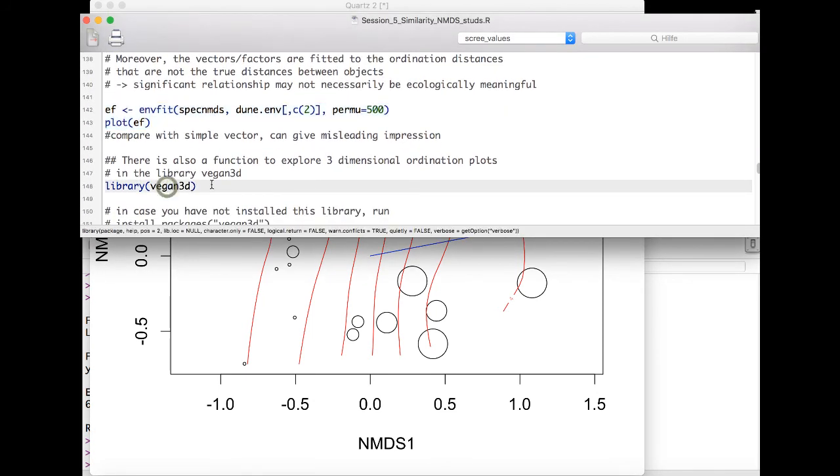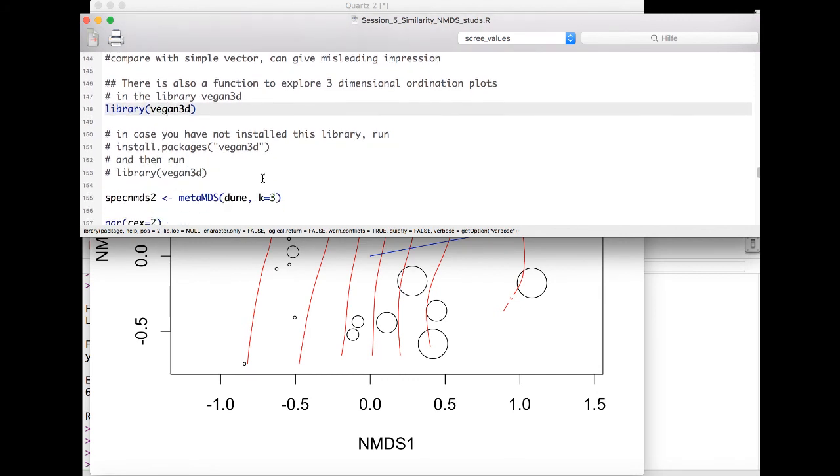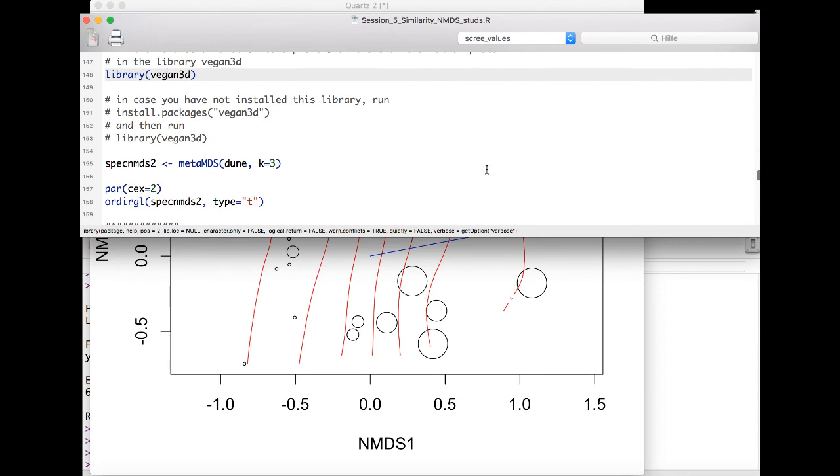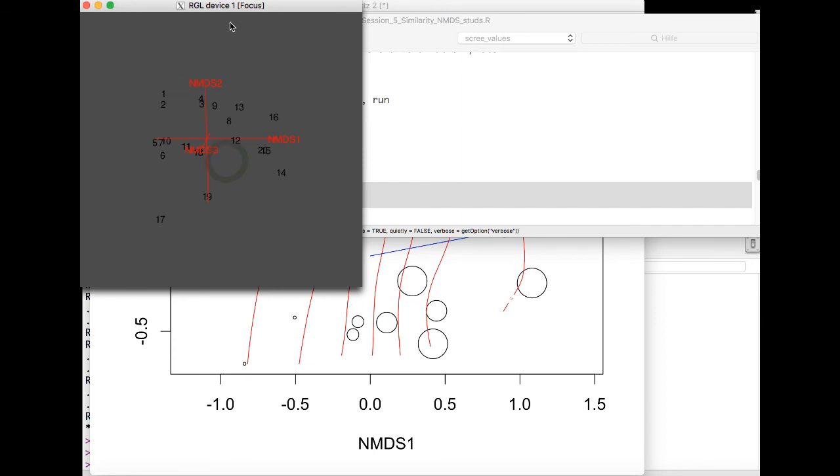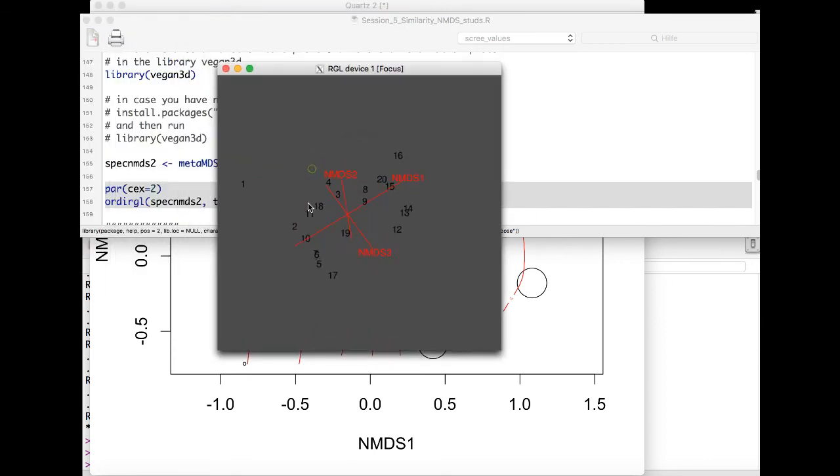Finally, we could explore 3 dimensions in R. This is done with the function ordirgl that is provided in the package vegan3d with the library. So we fit again the NMDS on 3 dimensions, and then we plot this again, and now we obtain a 3-dimensional representation of the ordination space. So we can move that and explore the 3rd dimension by moving this visual representation.